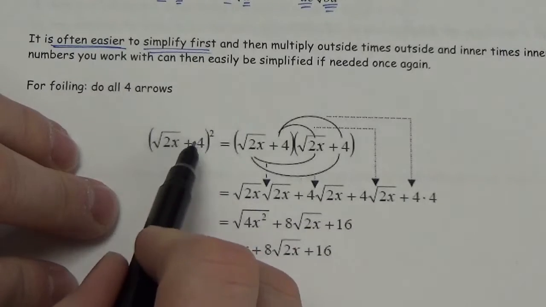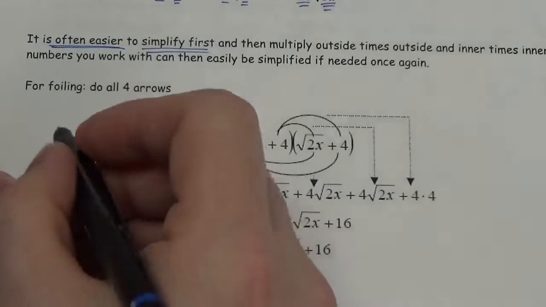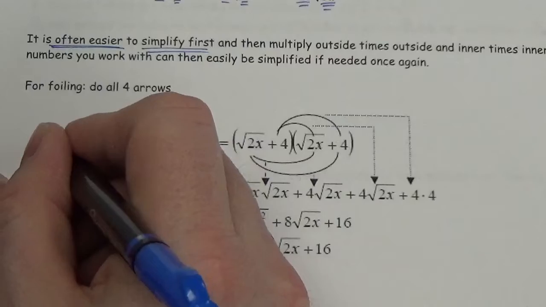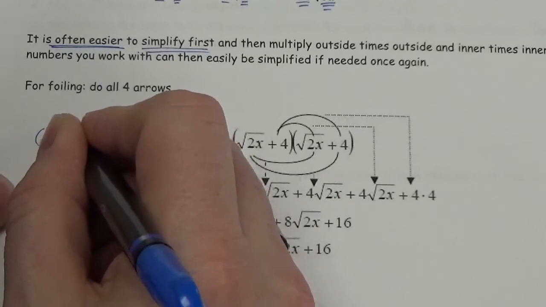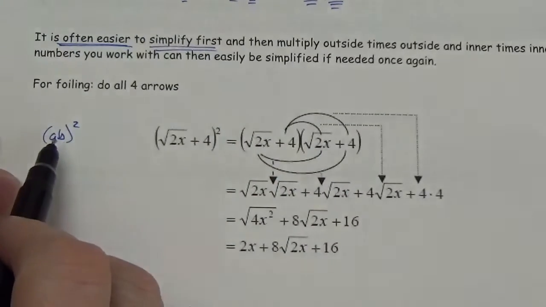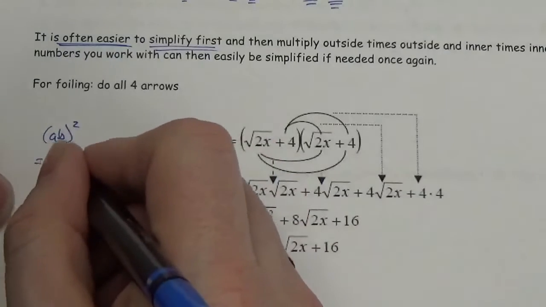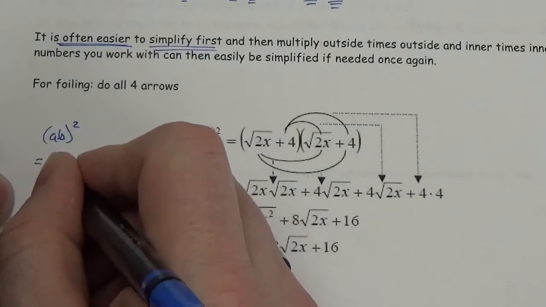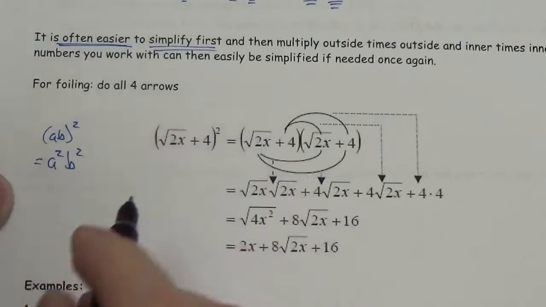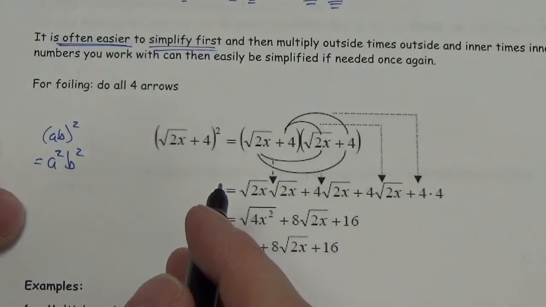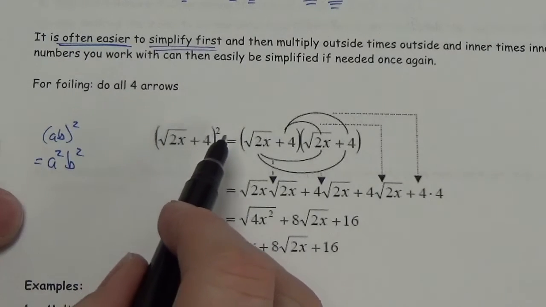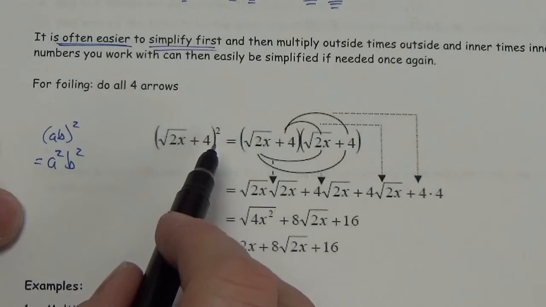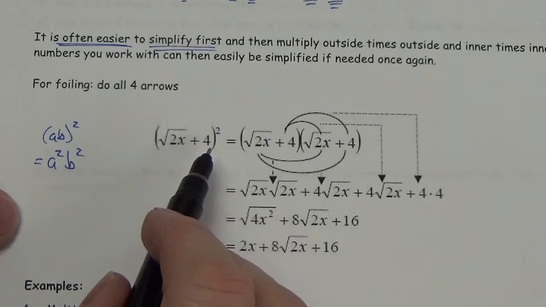You cannot distribute the 2 to both of those terms. If you've got a times b, let's say, squared, when it's multiplication in there, yes you can. That 2 can distribute to both factors there, so it looks like a squared, b squared. But I cannot distribute an exponent over addition. It doesn't work like that.